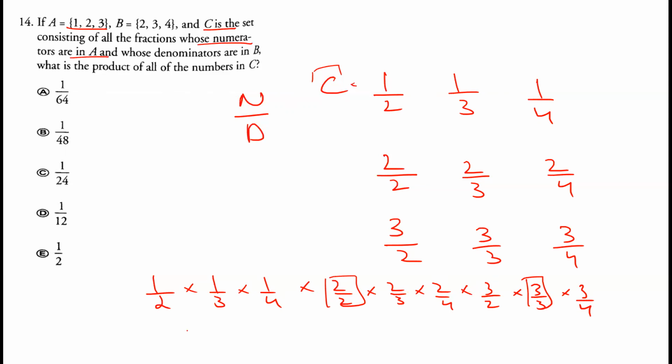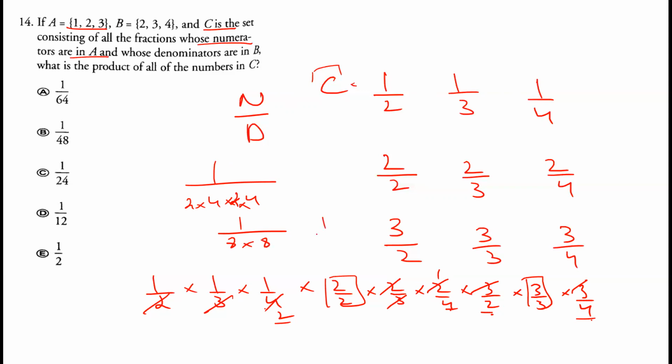Now it's quite simple. This 2 will cancel out this 2. This 3 will cancel out this 3. So we have two ones, two twos, and we are left with 3. This 3 would be cancelled by this 3. So 1 whole over 2 multiplied by 4 multiplied by 2 again and multiplied by 4. So 2 multiplied by 4 and again 2 multiplied by 4. So 1 over 8 into 8 would be 1 over 64. So option A holds true.